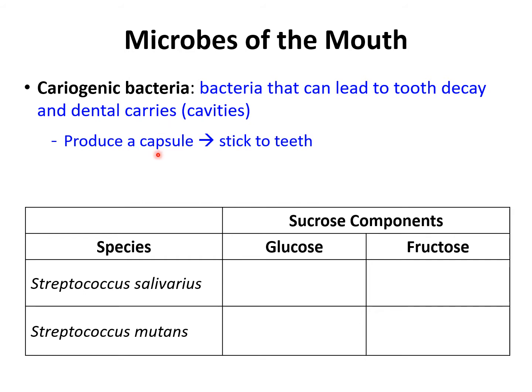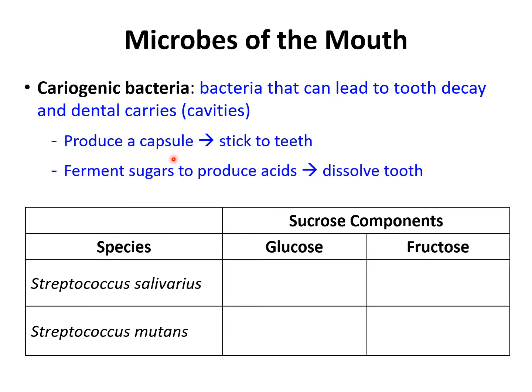What are some characteristics about these cariogenic bacteria? Well, they produce a capsule. And if you recall, we said that capsules, those slimy glycocalyx layers that the bacteria have, help them stick to surfaces. So they have a capsule, and that helps them stick to your teeth.